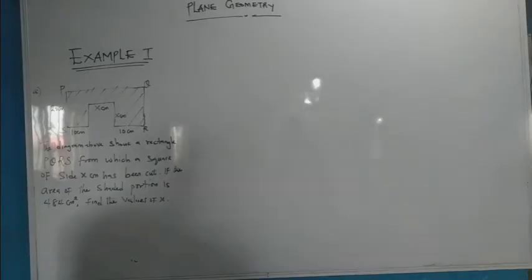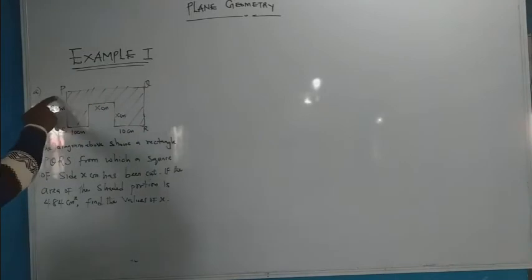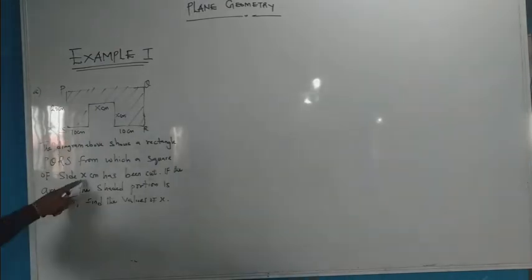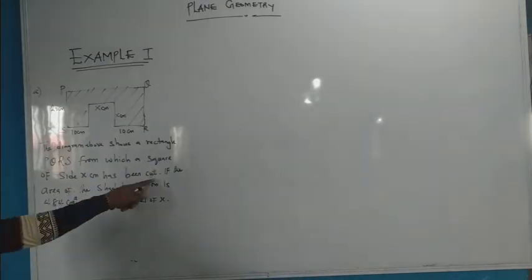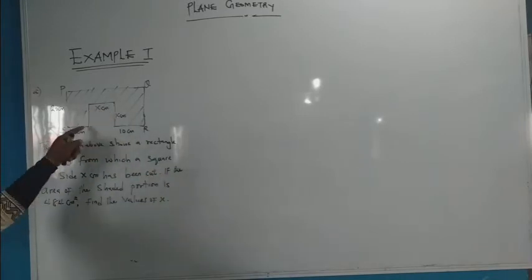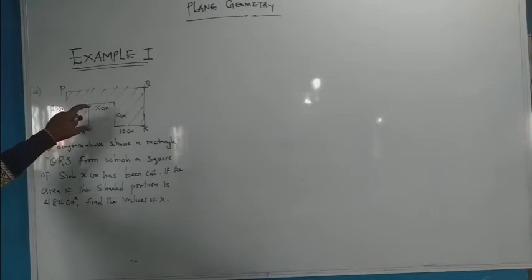Alright, so we're looking at further examples on plane geometry. So let's take a look at this question. It says the diagram above shows a rectangle PQRS, from which a square of side x centimeter has been cut. So we have a square of x centimeter that has been cut out of the rectangle.